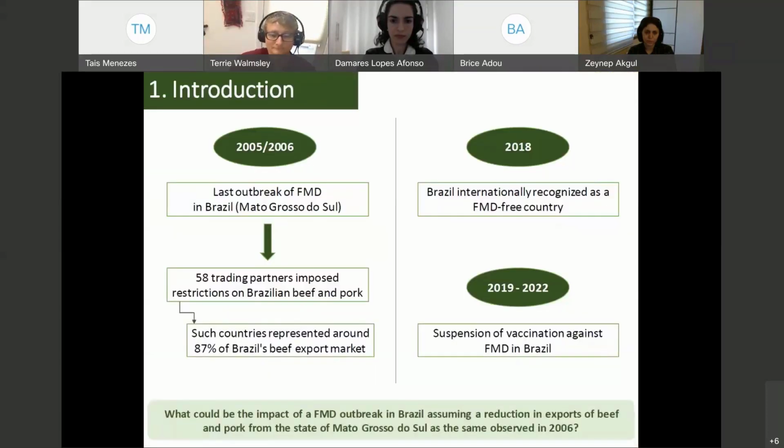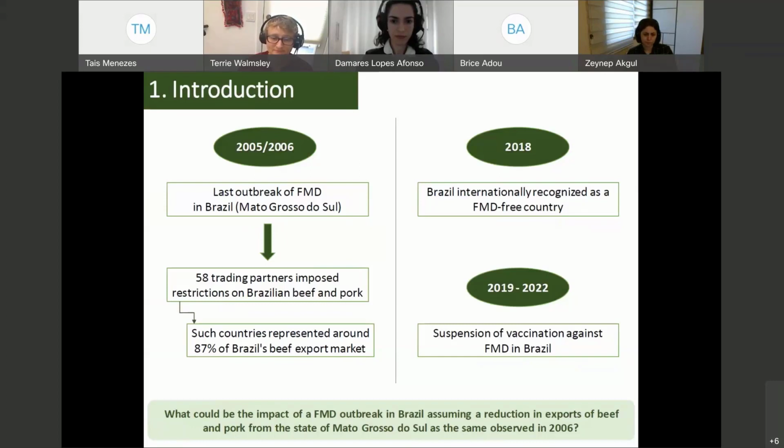The last outbreak of foot-and-mouth disease in Brazil was in Mato Grosso do Sul. It started in September 2005 and ended in April 2006. 58 countries imposed restrictions on Brazilian beef and pork exports, and these countries represented around 87% of Brazil's meat export market. A few years later, in 2018, Brazil was internationally recognized as an FMD-free country. Then in 2019, Brazil started the suspension of vaccination against foot-and-mouth disease, and it's been going on until today.